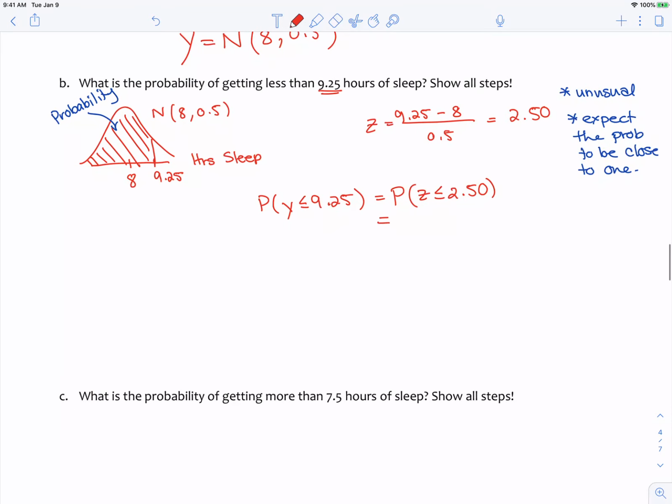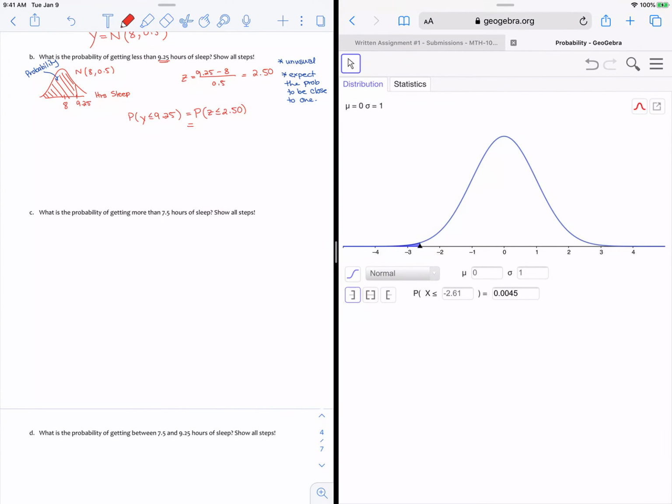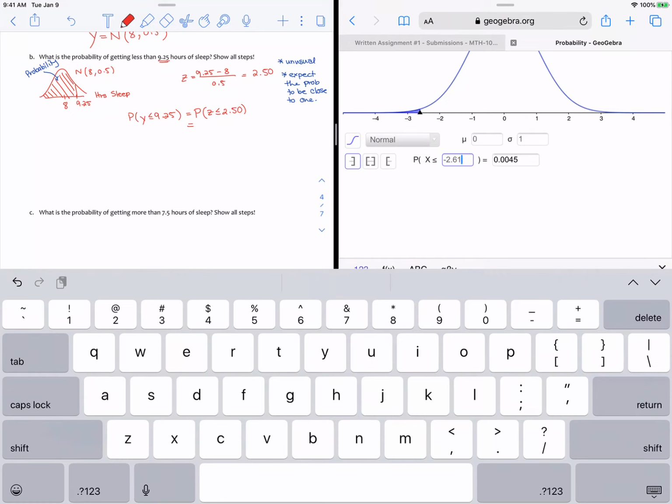All right, so now going back to GeoGebra, what we want to be careful with in GeoGebra is we're just going to be using the z-scores for finding the probability. When we're looking for bounds, we're going to enter in the actual mean and standard deviation for the population. But when we're looking for probabilities, we're just going to use z-scores and 0 and 1 for the mean and standard deviation. So be sure to plug in that z-score here rather than the bound in terms of the data.